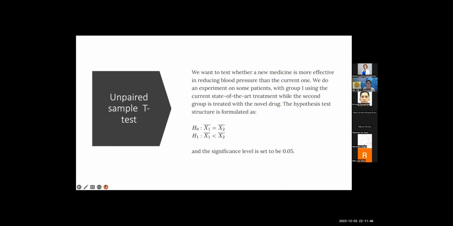For example, to understand it better, we want to test whether a medicine is more effective in reducing blood pressure than the current one. So we do an experiment on some patients, with group 1 using the current state of the art or innovator drug, and the second group treated with the novel drug, the new drug in the market. So you can see, two different drugs are what we want to test. It is totally different, and the groups are independent from each other. That's why we use the unpaired t-test.